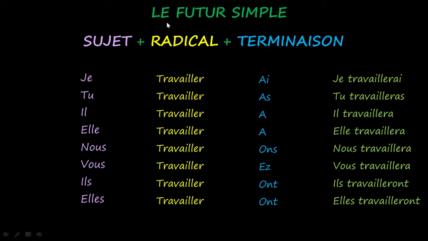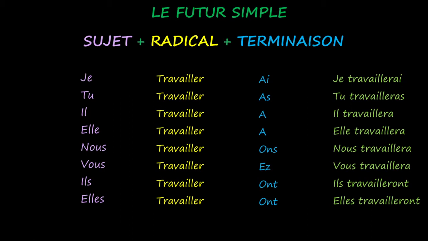So here, le futur simple. First we'll see how we conjugate, right? The formation of the futur simple. Then we'll go for the meanings here. Okay, so we'll see this later. First we'll concentrate on the first 3 columns. Le futur simple. It's one of the future tenses, like the futur proche we already saw, right? Le futur proche, which means near future.